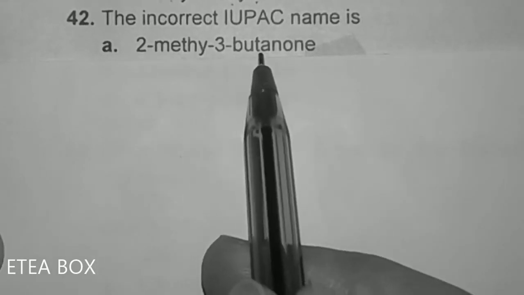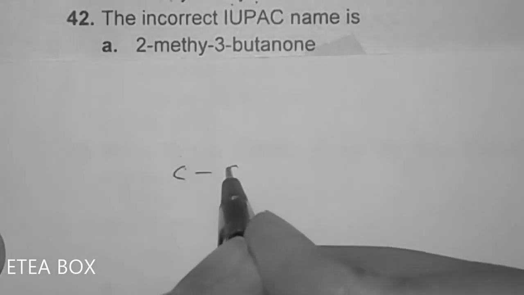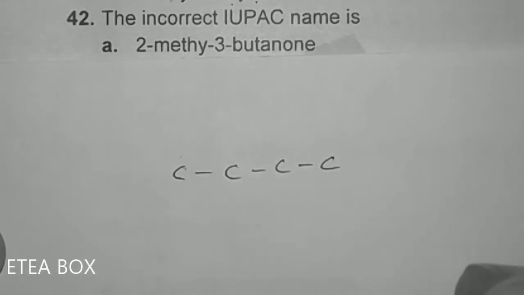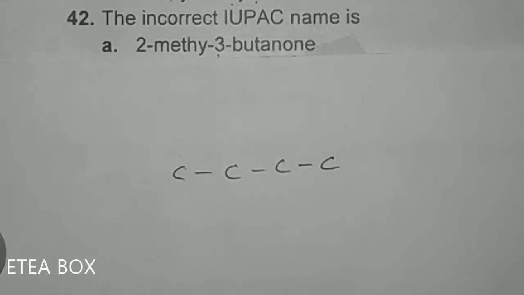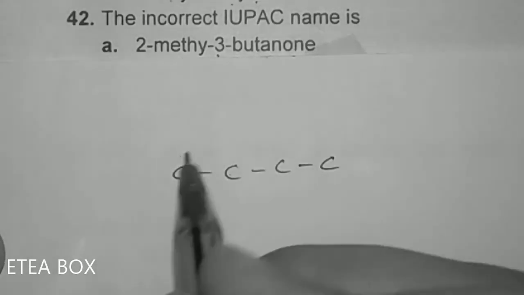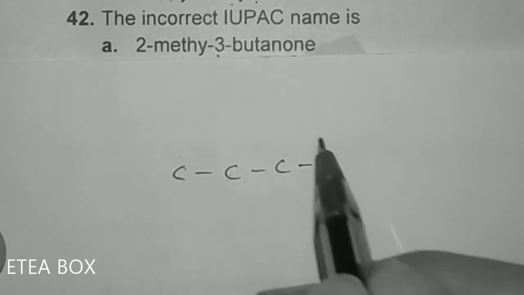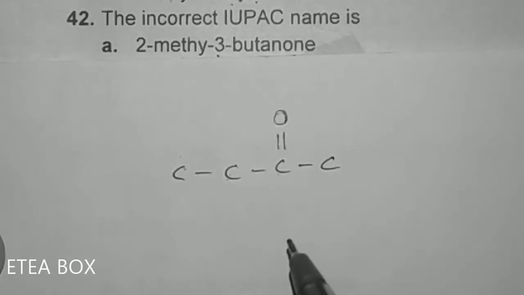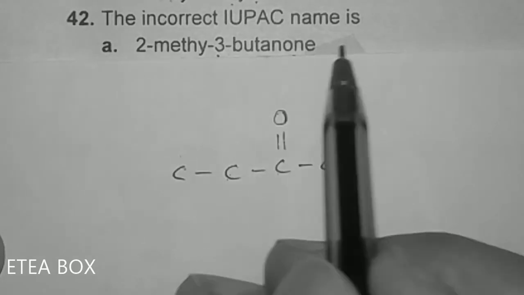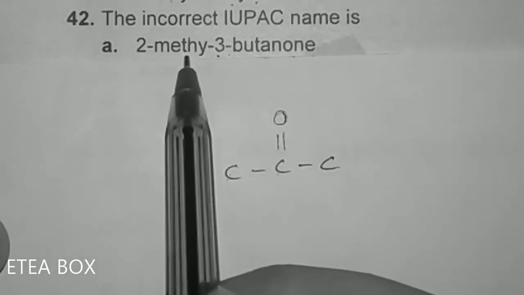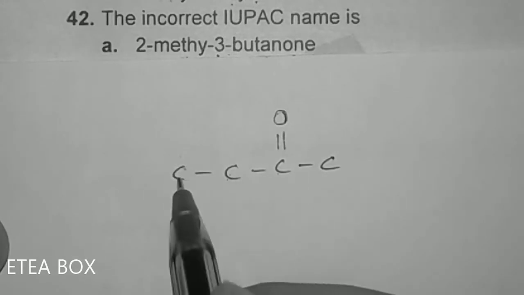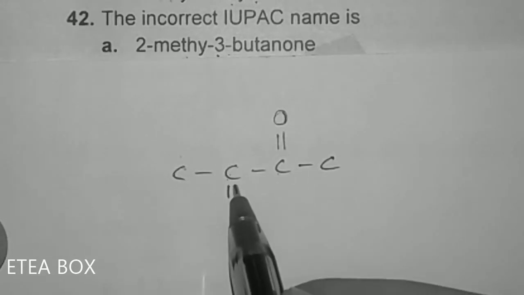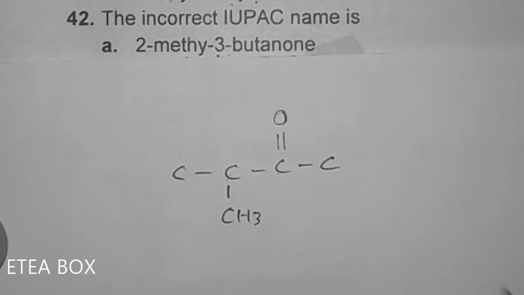Now first of all you have to draw the 4 carbon atoms, 1, 2, 3 and 4. On carbon number 3 draw the carbonyl group. Let's suppose 1, 2, 3, or you can also draw 1, 2, 3. So on carbon number 3 draw the carbonyl group, 3-butanol. On carbon number 2 draw the methyl, 2-methyl, so 1, 2. On carbon number 2 the methyl is here.